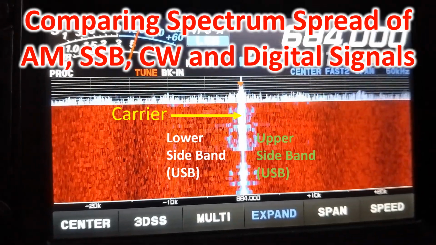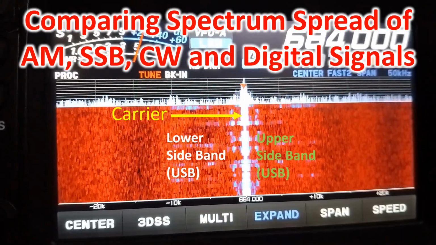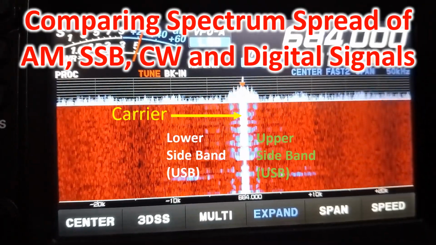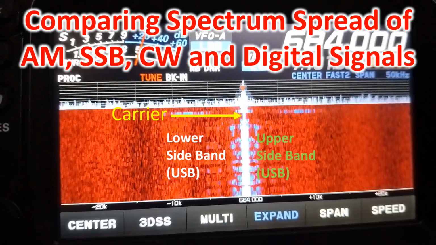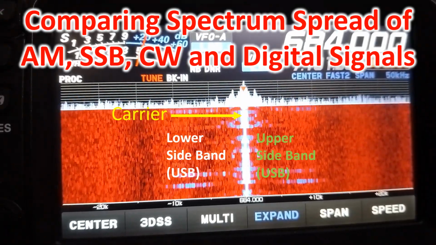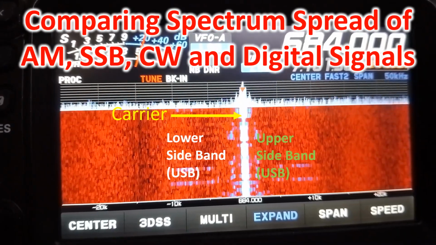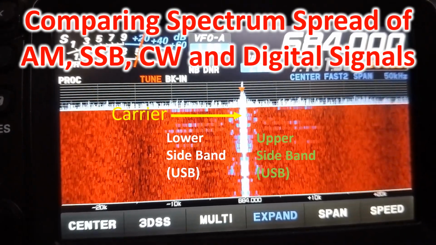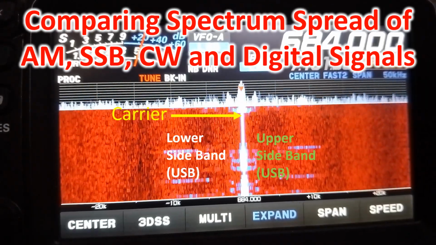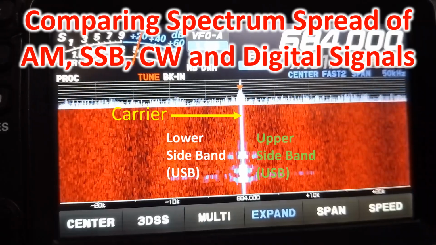First of all, we will see the spectrum spread of a local broadcast station. You can see that it is very wide, maybe spreading about 10 kilohertz on either side occasionally, but most of the time it is not that much. You can see the side bands on either side, and in the center you can see the carrier. And when the modulation is not there, you are seeing the carrier alone.